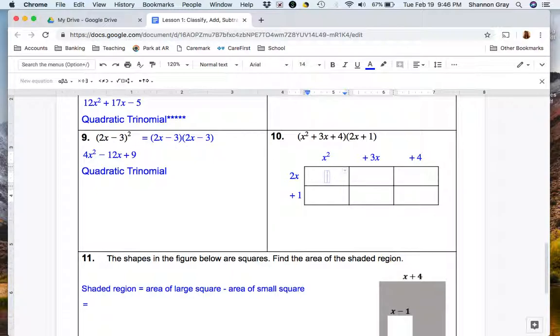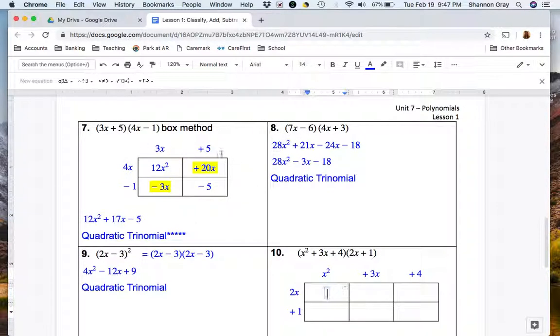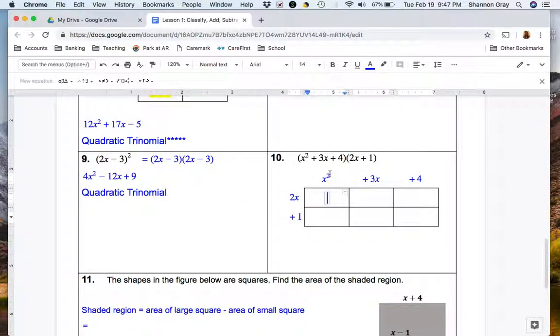Alright, so I've already laid out my x squared, my plus 3x, and my plus 4 across the top, so go ahead and do that. And then I've got my 2x plus 1 along the width here. So I'll give you a second to set that up. Alright, so I'm going to go ahead and do the same thing I did up here. I'm just going to multiply these side lengths.